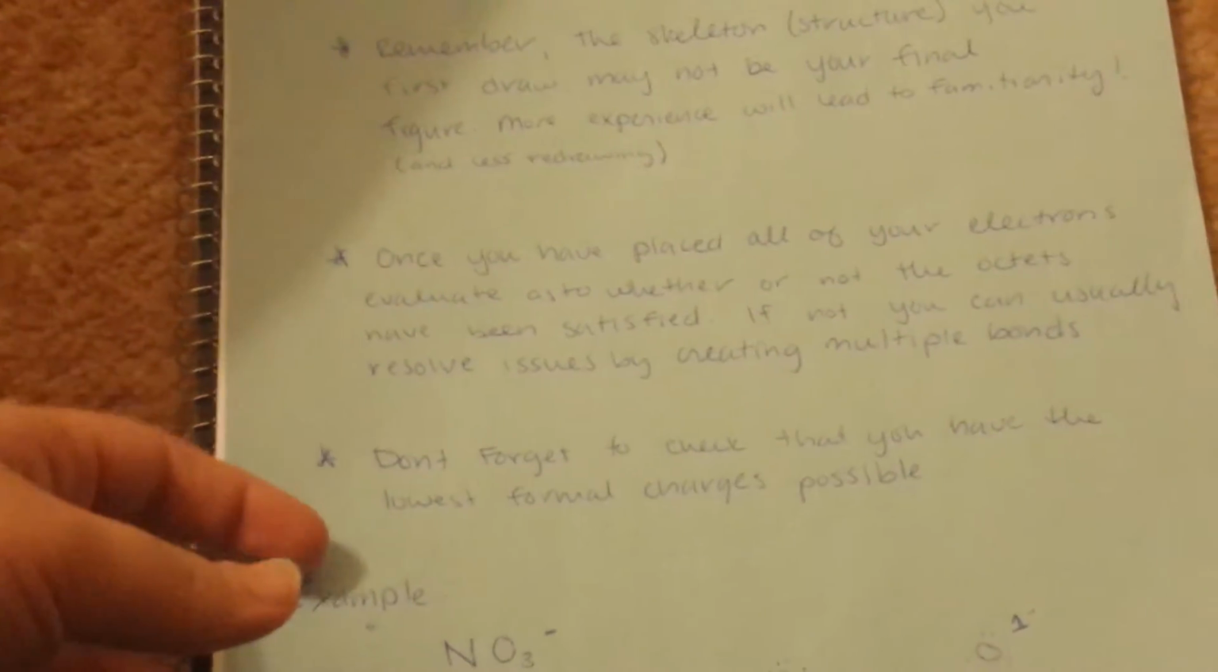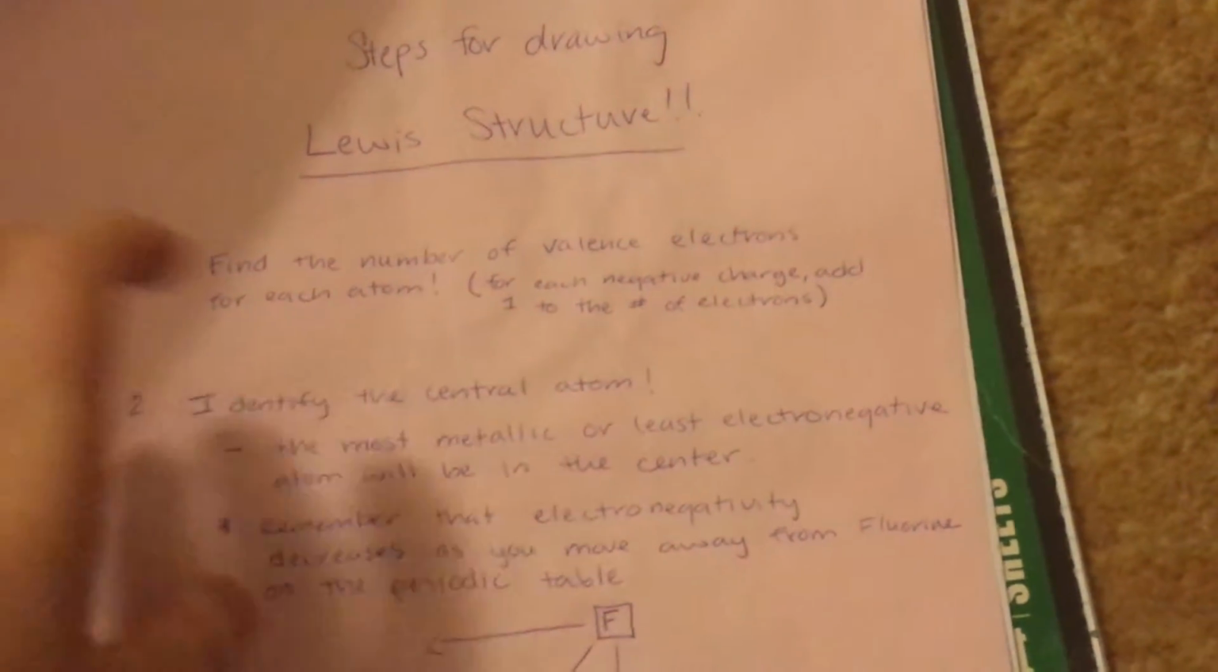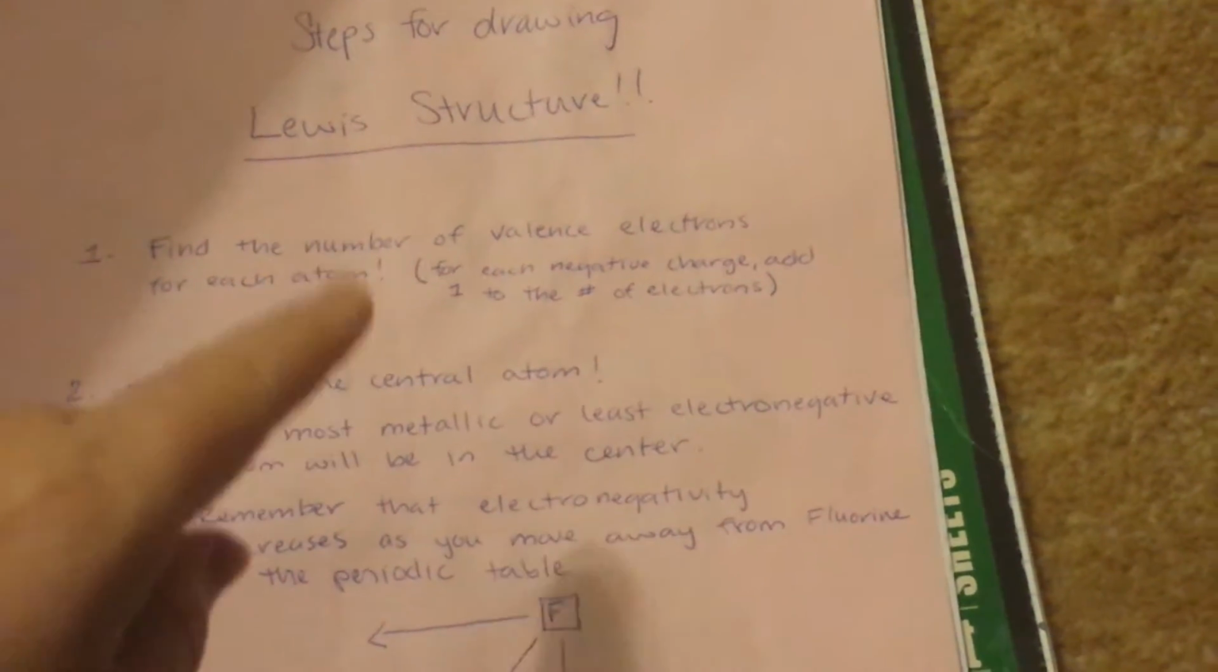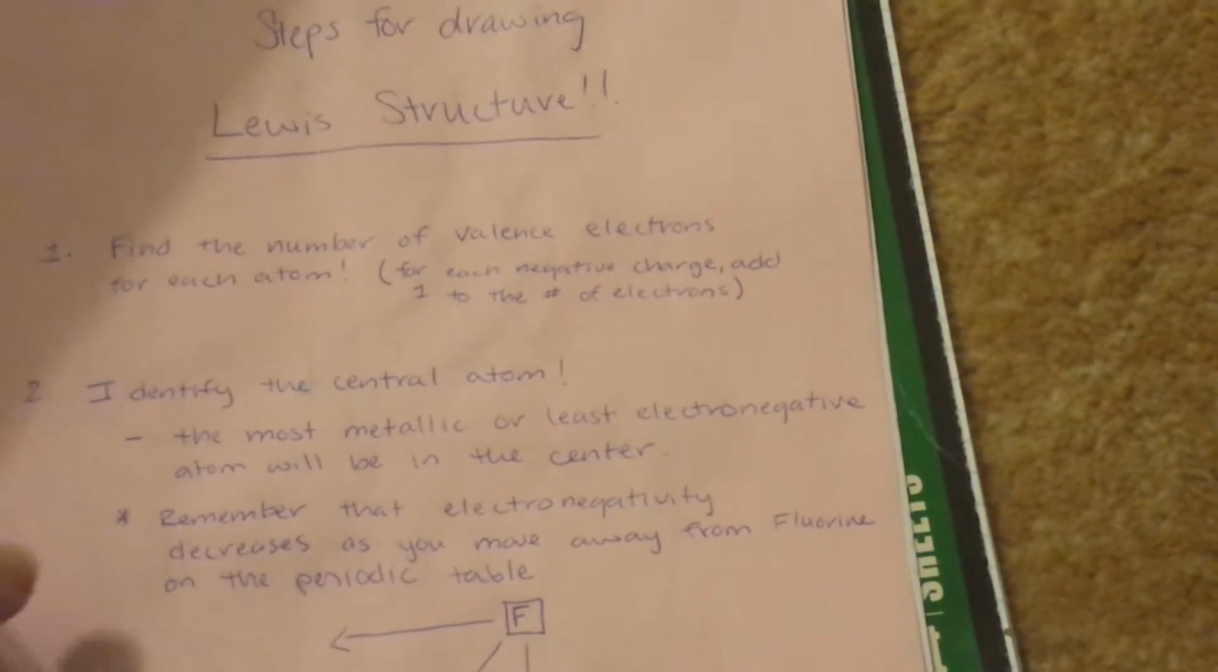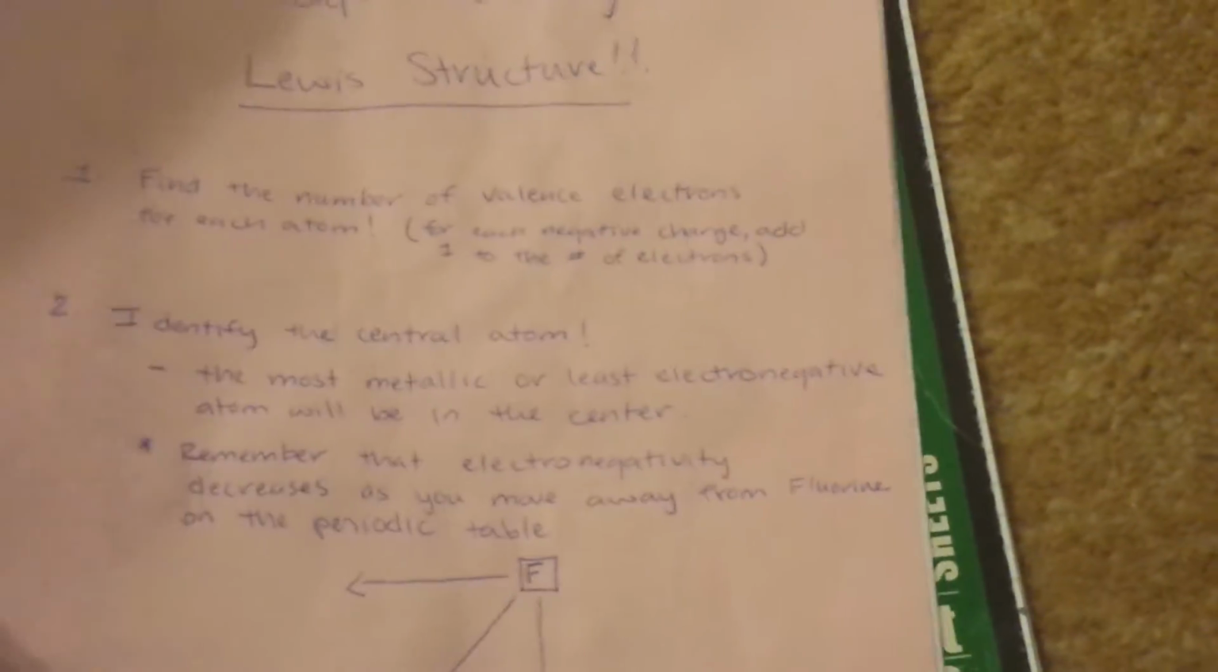One of the other words of advice or tips or tricks that I wrote down on the front was for each negative charge, add 1 to the number of valence electrons that you're going to be working with. And I did an example here at the bottom.